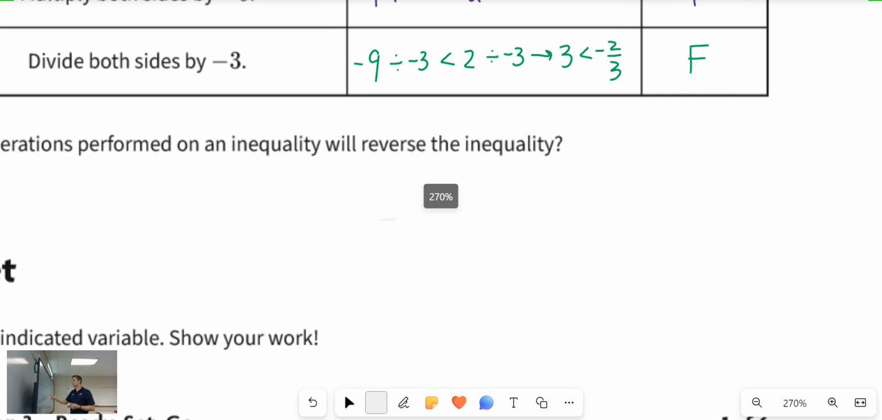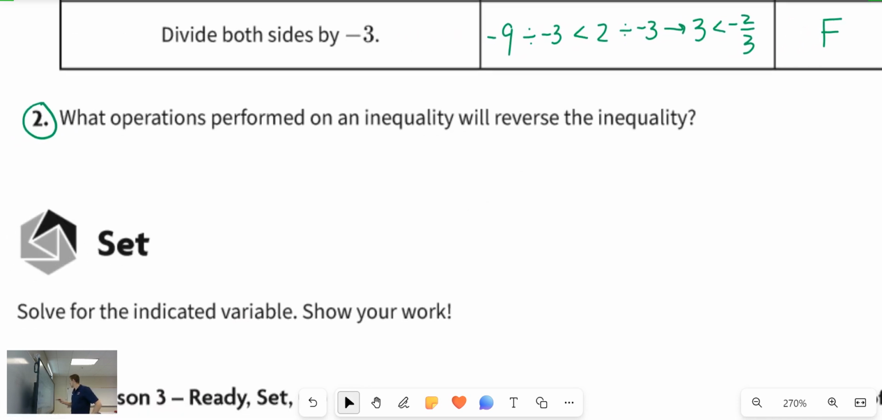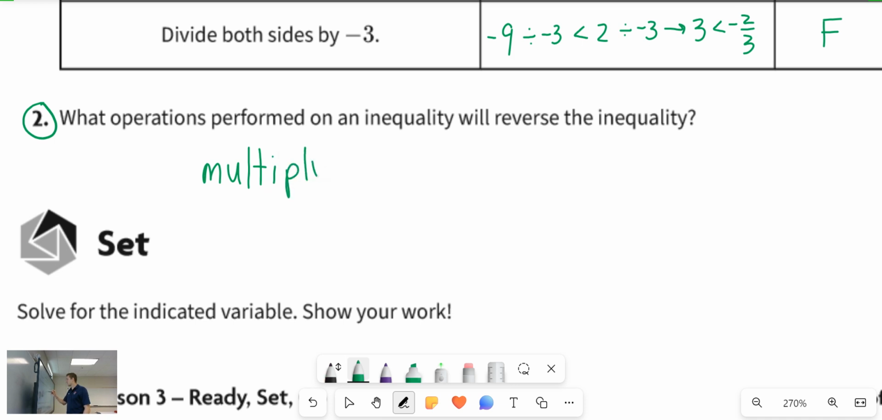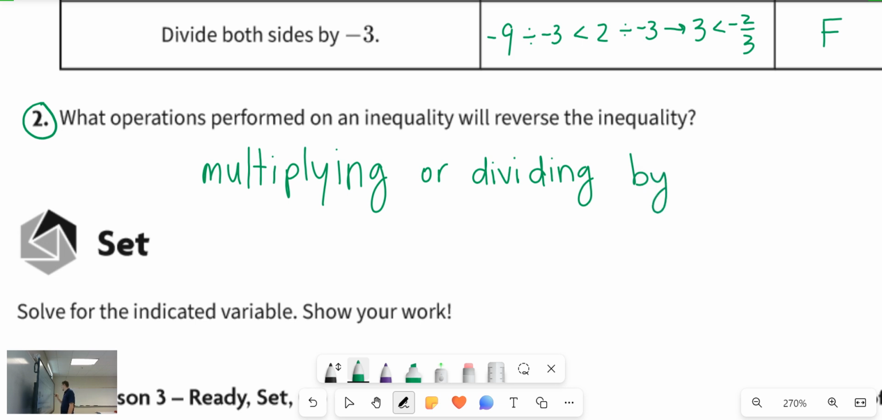All right, so what operations performed on an inequality will reverse the inequality? And this is going to be multiplying or dividing by a negative number.